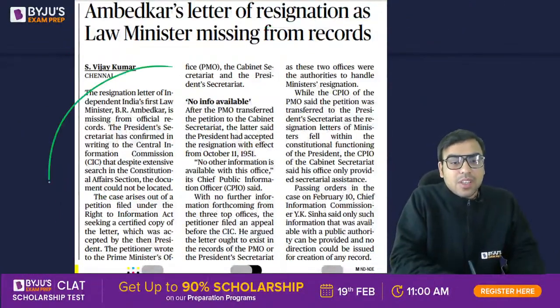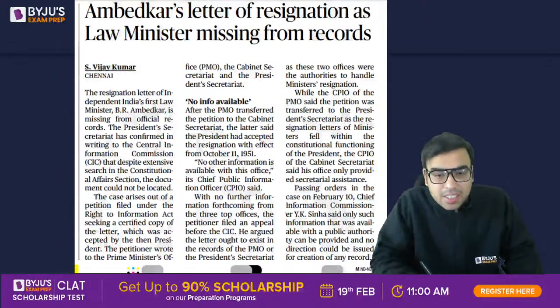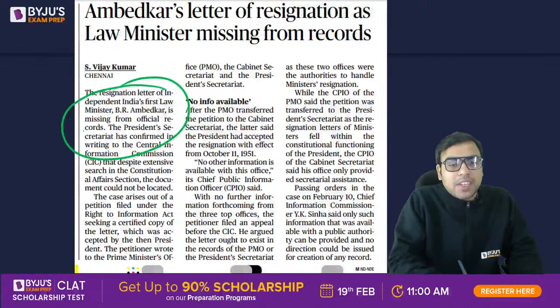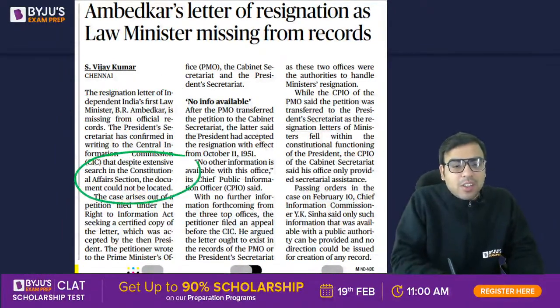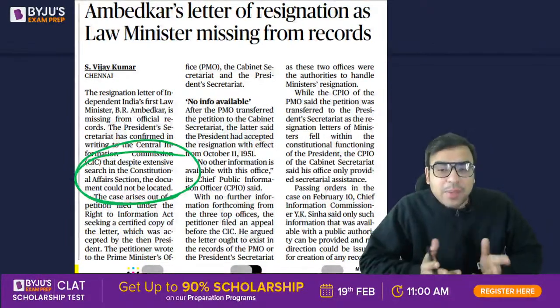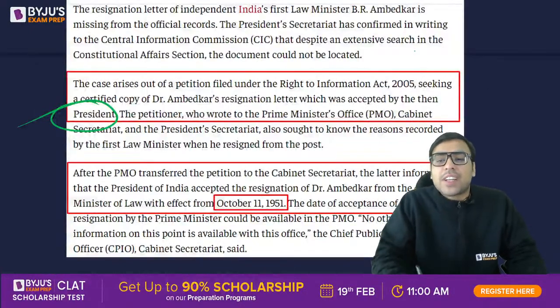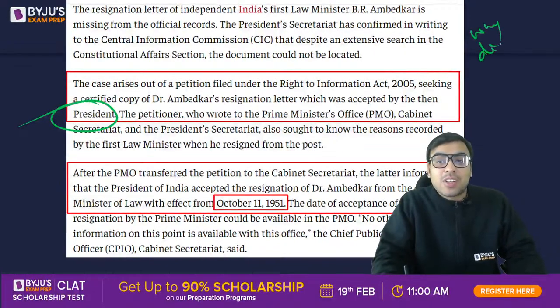बहुत सर्च किया गया but वो मिला नहीं actually. So that is how it is, you can say we could not find it. It is missing from the official record. So despite extensive search in the constitutional affairs section, the document could not be located. तो building में जाके search किया गया तो नहीं मिला जैसा बताया जा रहा है. ठीक है, so that is why it was in the news. So just go and find out Bhim Rao Ambedkar was the first law minister. Why did he resign? क्यों resign किया था? So go and find out these reasons.